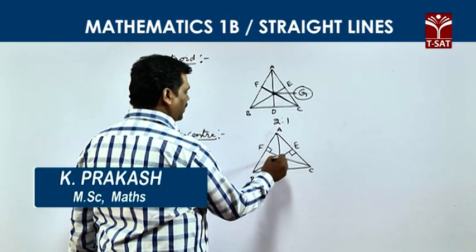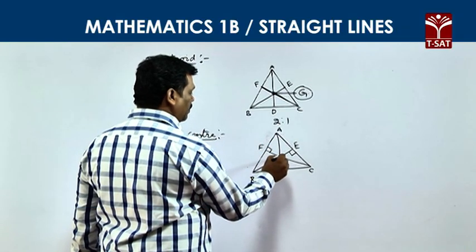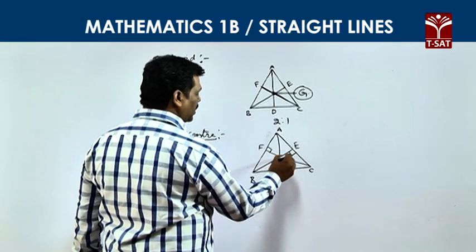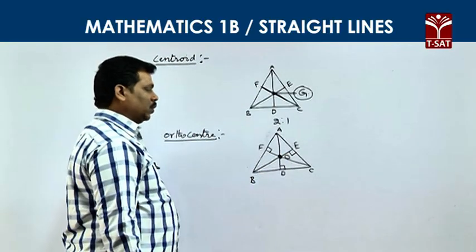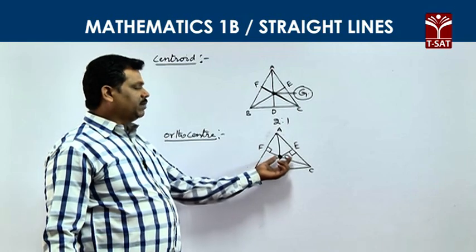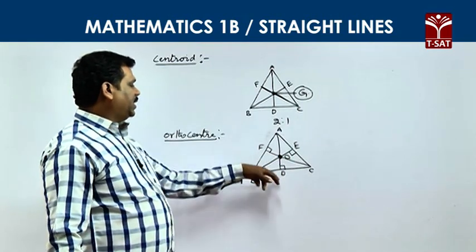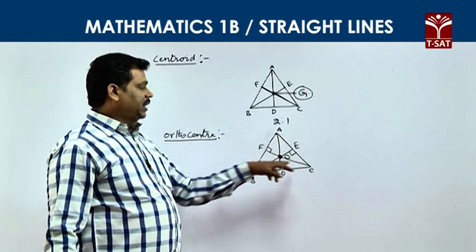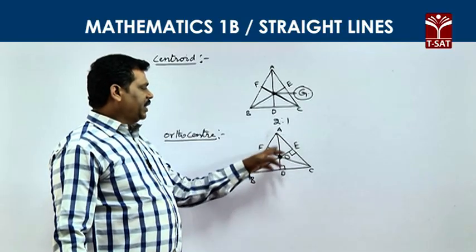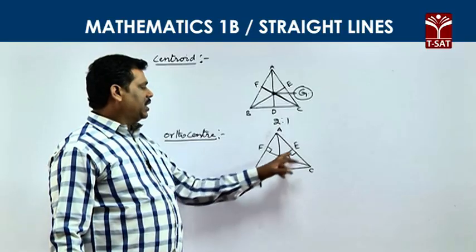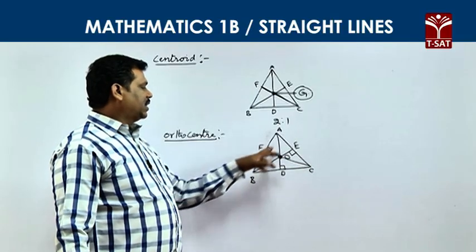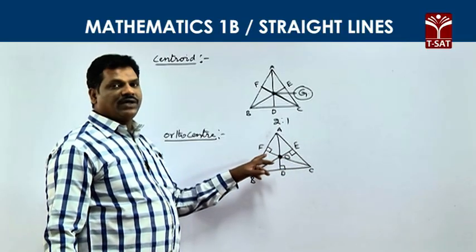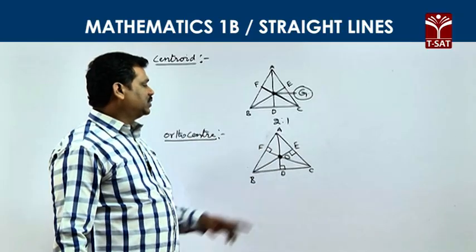The altitudes of a triangle are concurrent. The point of concurrency is called the orthocenter. It is denoted by O. So here AD, BE and CF are altitudes of triangle ABC. We have to find any two altitudes, AD and BE, or AD and CF, or BE and CF. Solving any two equations, we get the orthocenter.